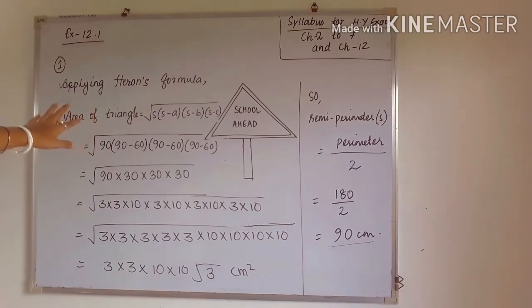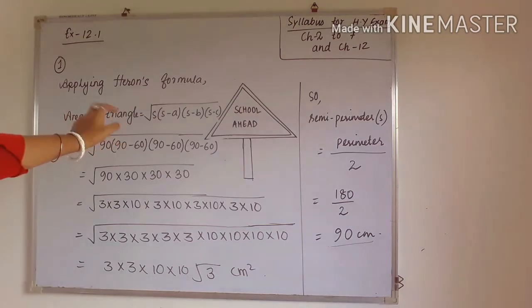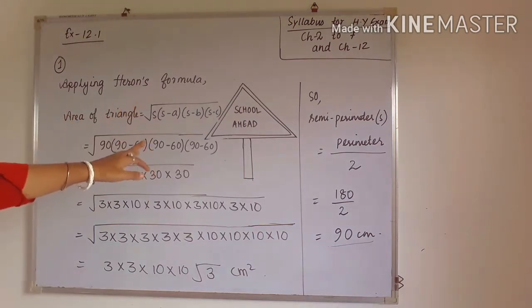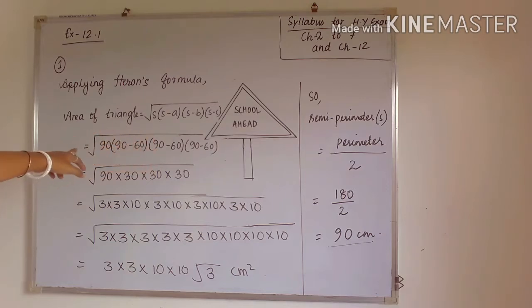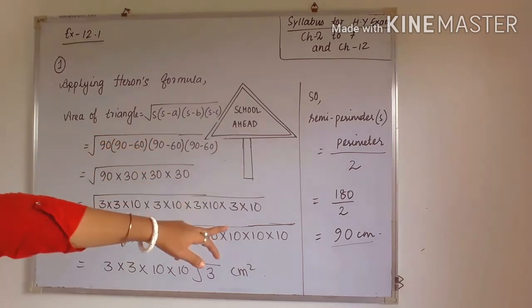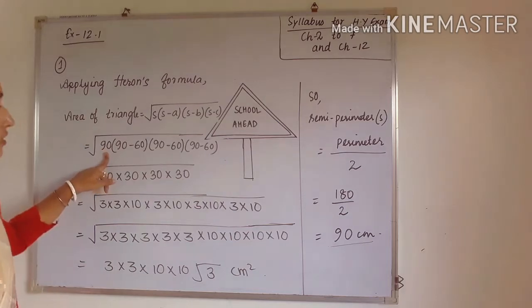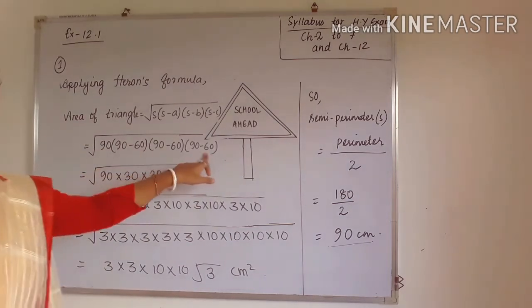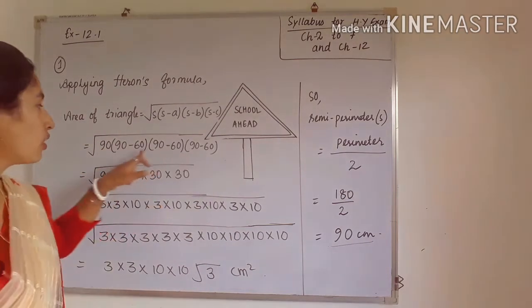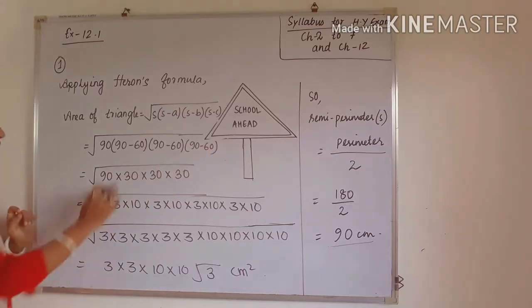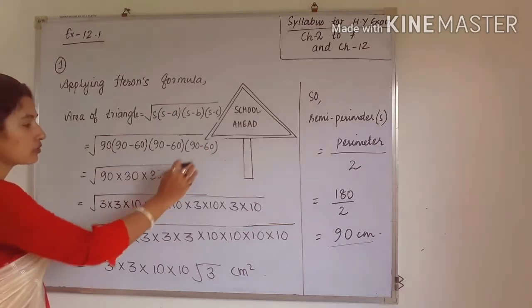Using this formula we can write area of triangle is equal to root over s into s minus a into s minus b into s minus c. So s is the semi perimeter, we got s as 90 centimeter, so we will put 90 in place of s. Then the value of a, b and c, that is the sides of the triangle, all are the same, so we write 60, 60, 60. Next 90 minus 60 will be 30, this will be 30, this will be 30.